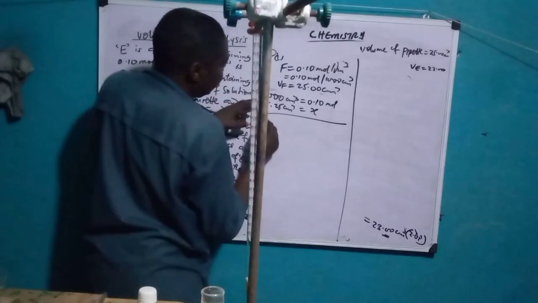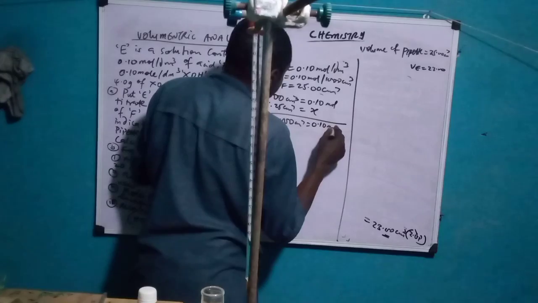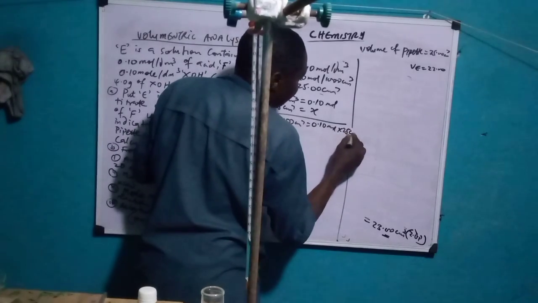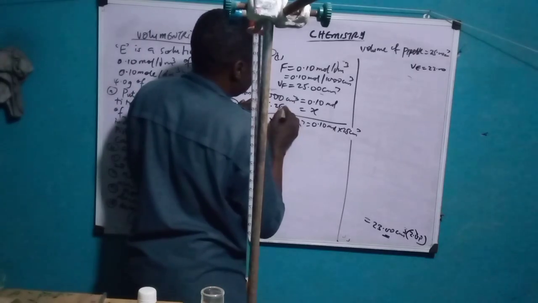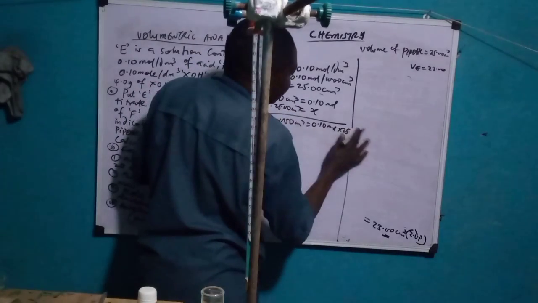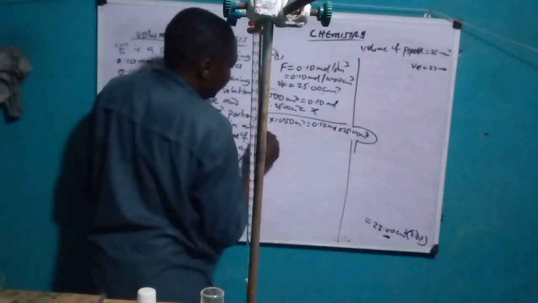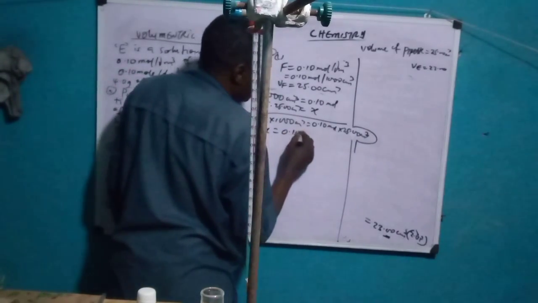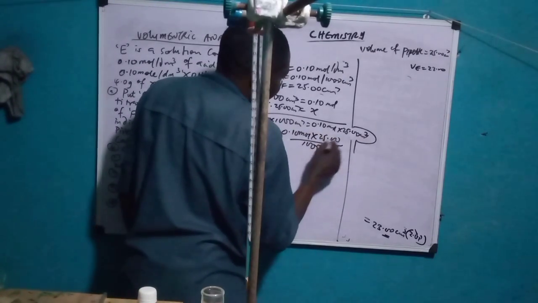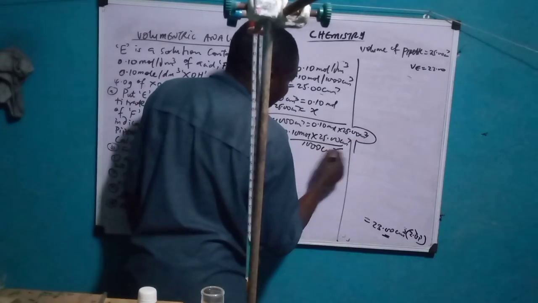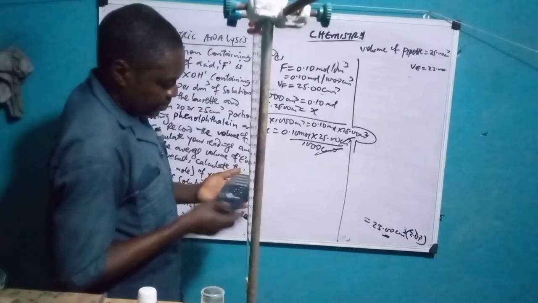You cross multiply. X times 1000 cm3 equals 0.10 mole times 25.00 cm3. Let's make it correct substitution: 25.00 cm3. Don't say it doesn't matter; it matters a lot. X will now be 0.10 mole times 25.00 over 1000 cm3. Cm3 cancels cm3. Let's solve it and see what we have.